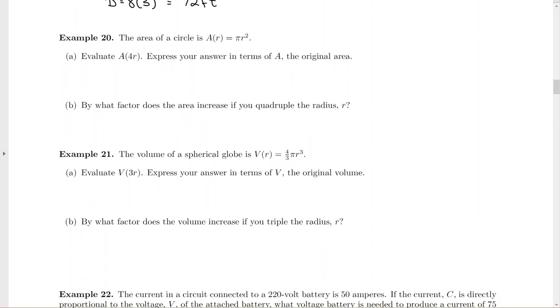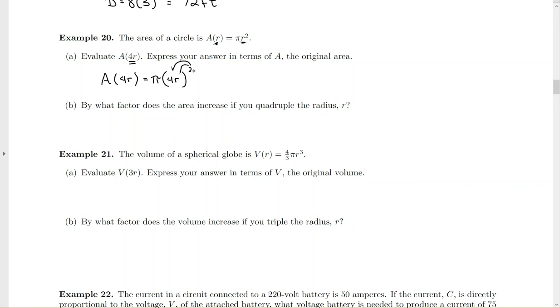For example 20, they're giving you a formula, area of a circle. Area with respect to the radius is pi r squared. Now we want to evaluate A of 4r, which means we take out the r, and then we're going to replace that r with 4r. So A of 4r equals pi, take out the r, and put in 4r.